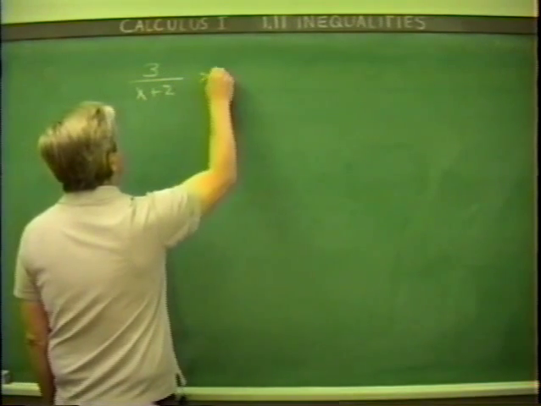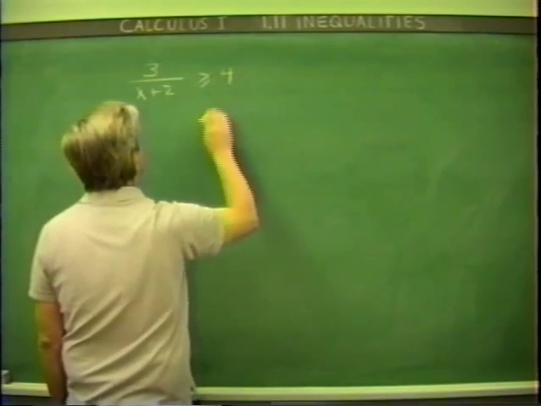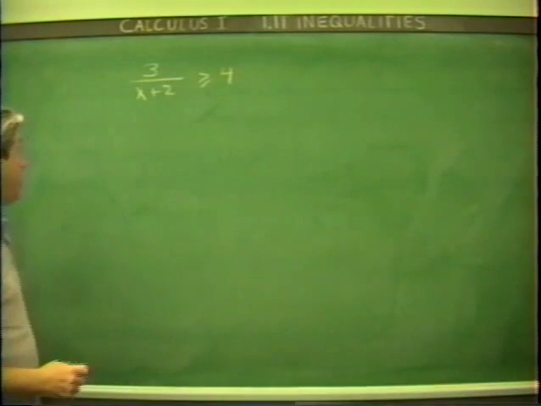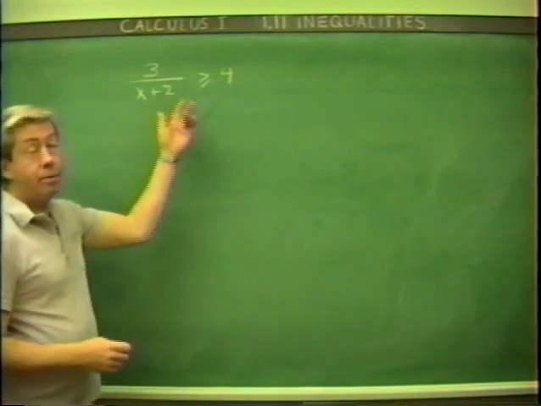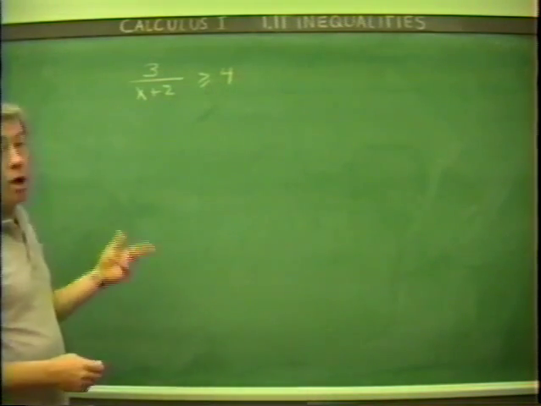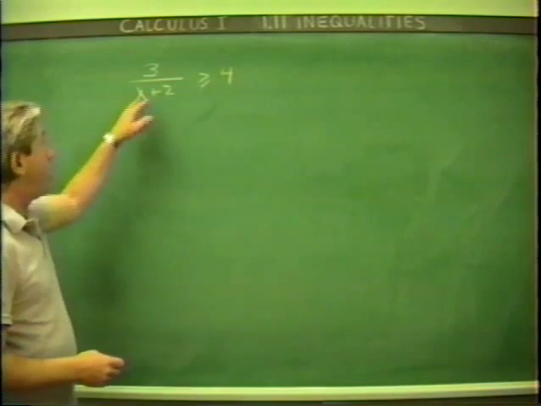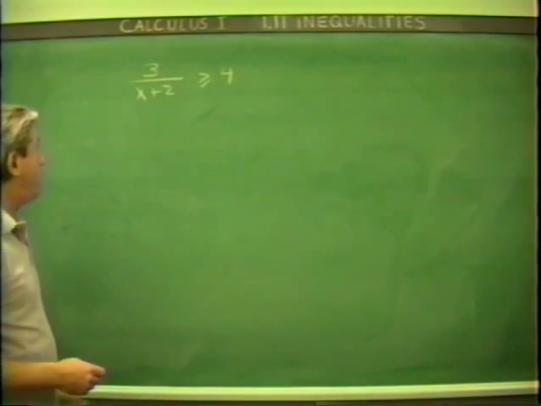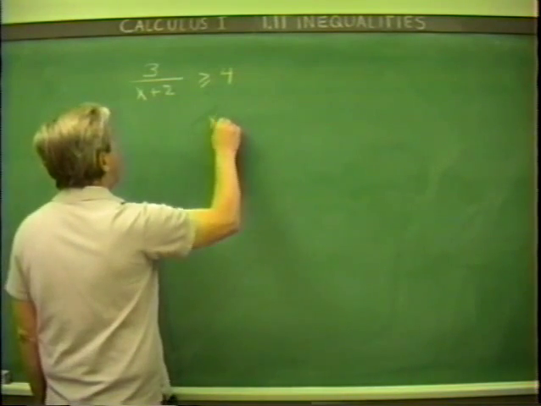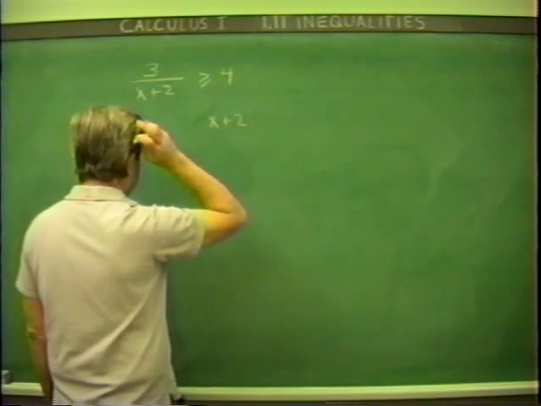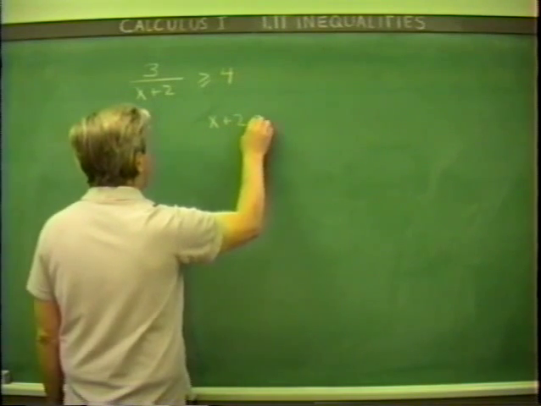So let's do another example of the same type. Let's suppose that, let's say, 3 over x plus 2 is larger than or equal to 4, and we wish to find out for which numbers this holds. Okay? Here what you would like to do is multiply both sides by x plus 2, but this is not legitimate because you do not know whether x plus 2 is positive or negative. So we consider two cases.